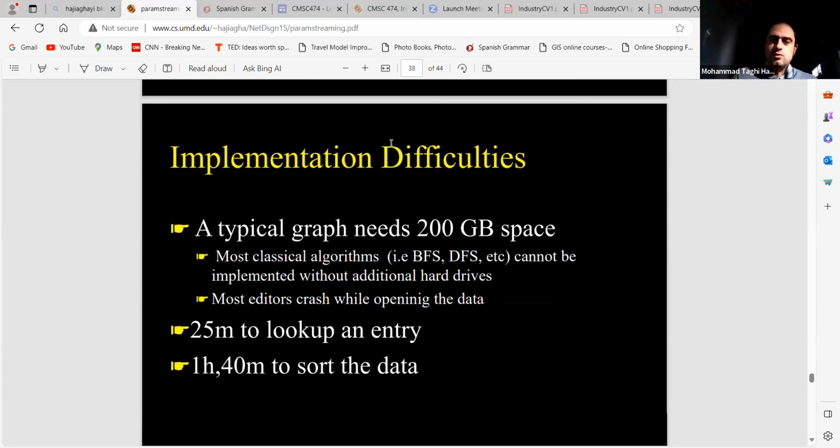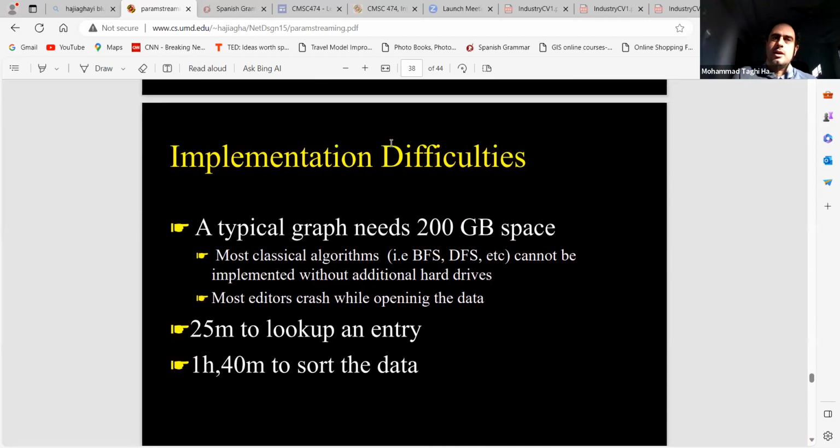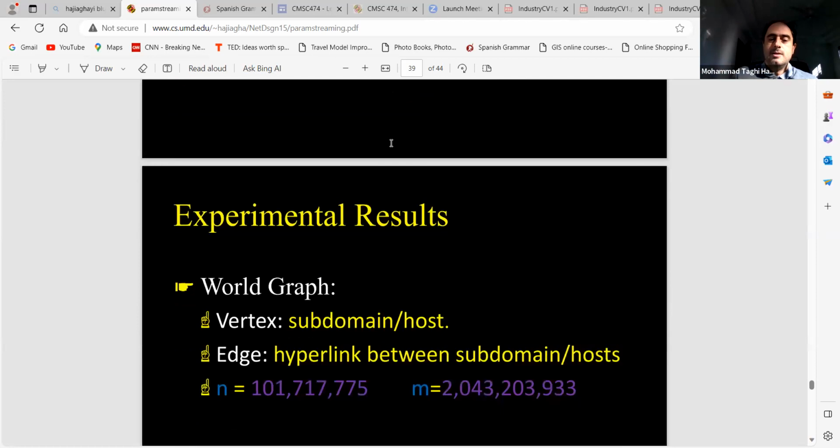And I needed to actually do this for a government project that I had. It is so big that if you want to just do a DFS or BFS, it would be almost impossible. To just find whether one edge is there takes 25 minutes. And if you want to sort these edges, or sort the data, it takes 1 hour 40 minutes. So these are so big.